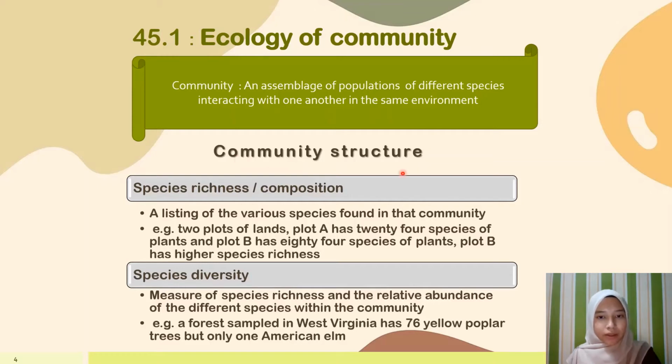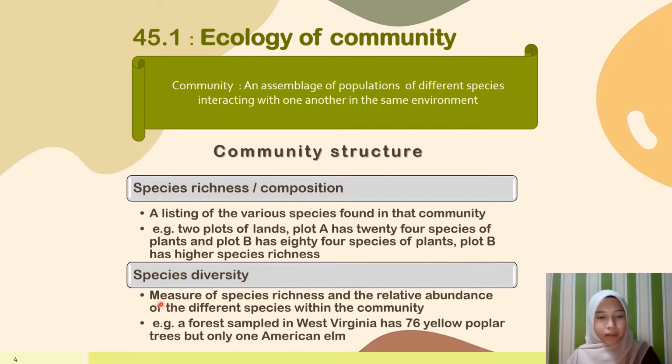Next, community structure. Community structure is the characteristic that allows us to compare communities. The first characteristic is species richness, also known as species composition. Species richness is a listing of the various species found in that community. For example, two plots of land. Plot A has 24 species of plants, and plot B has 84 species of plants. Therefore, plot B has higher species richness.